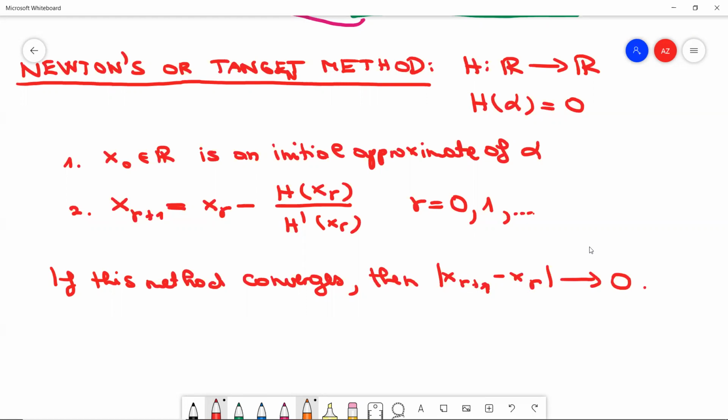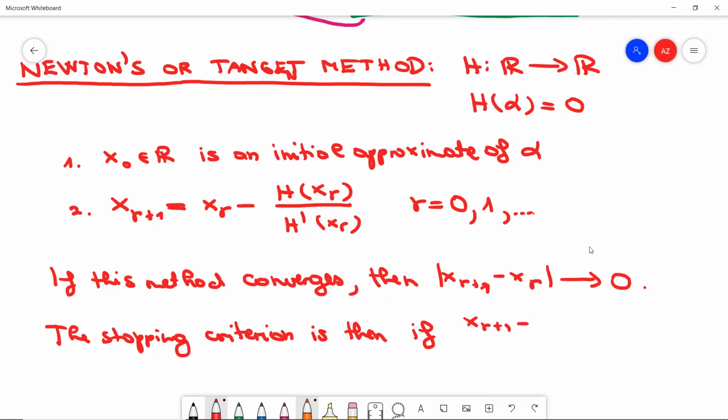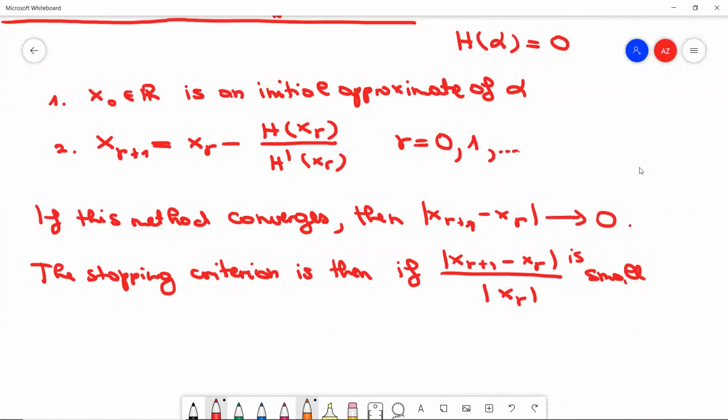So the stopping criterion is then: if the absolute value of x r plus 1 minus x r is small compared to the last approximation, so if this is small enough, usually we take 10 to the power of minus 10 or something like that, some really small number, then we stop.